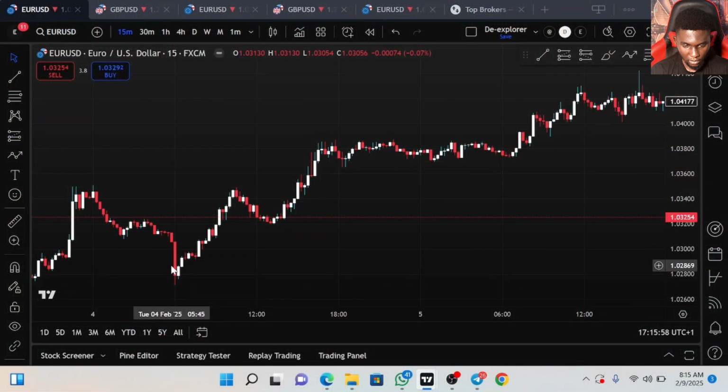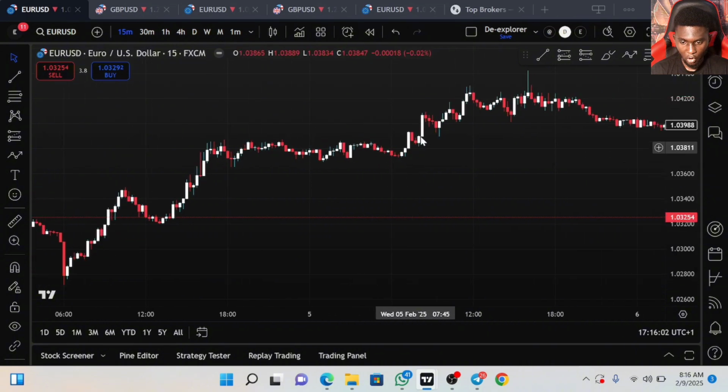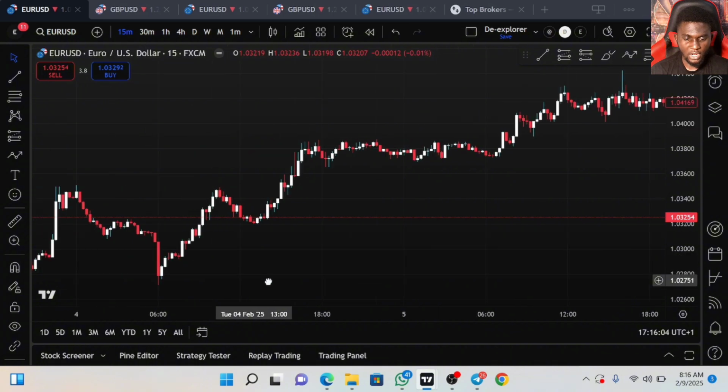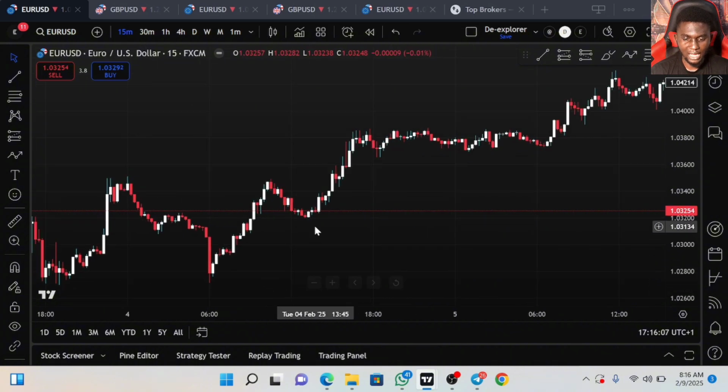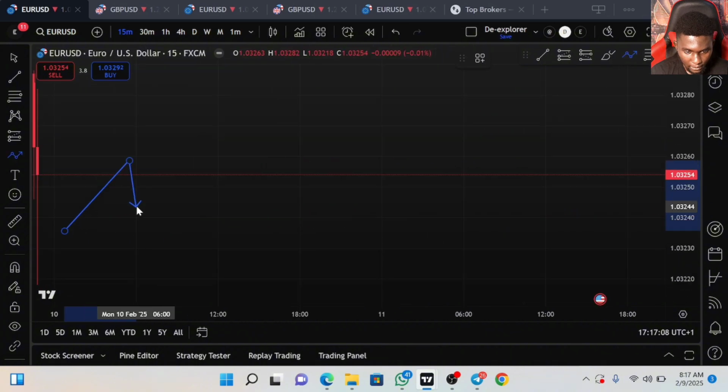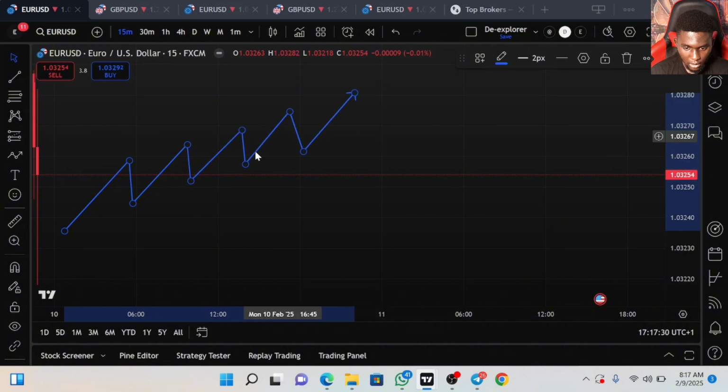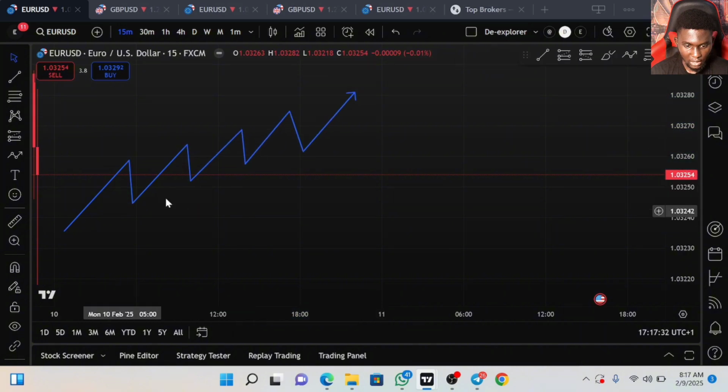Look at this now. It is in an uptrend. This is an uptrend market. When the market is making a series of higher highs and higher lows, look at this, this is an uptrend market. Why? Because the market is making a series of higher highs. We call this higher highs, higher lows. Higher highs, higher lows, higher highs, higher lows. Now this is an uptrend market.